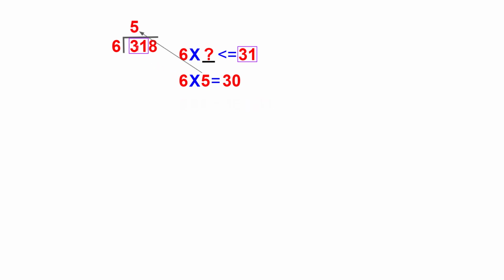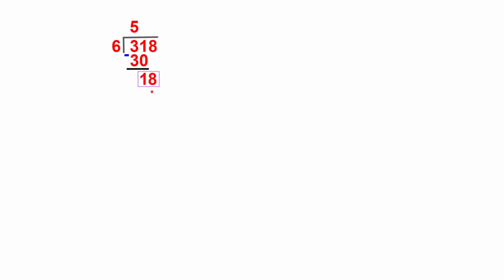We place it right above the first digit. And we take the 30 here and put it right below the 31 and subtract it from it. And we get 1. 1 is smaller than 6. So we need to get help, and we get it from the next digit. We take it down, the 8 here, put it right next to the 1, and they become 18 together.